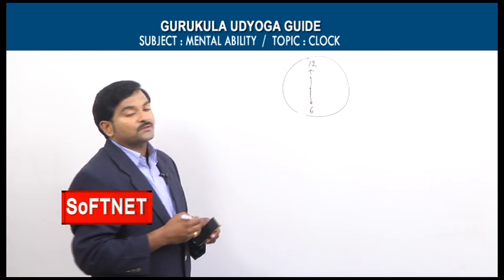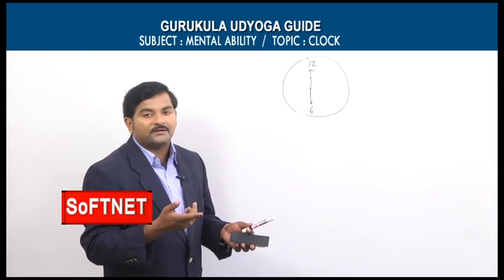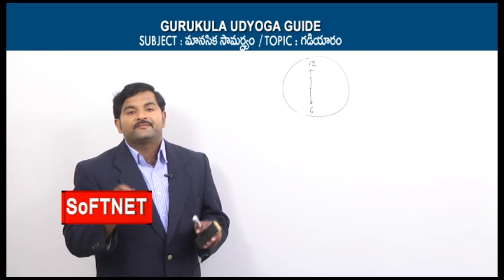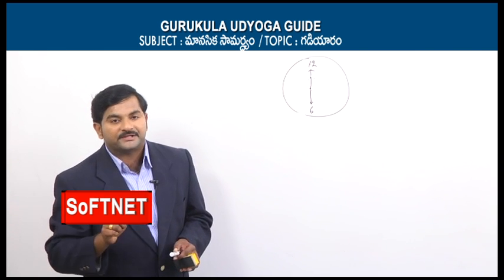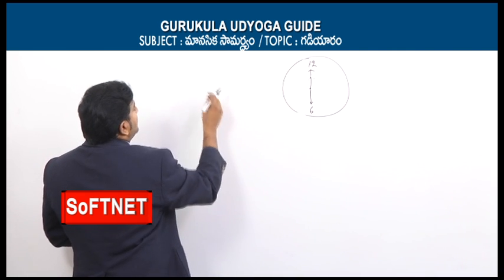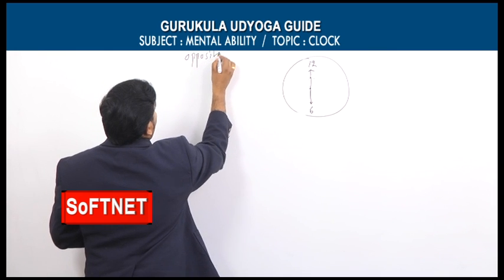If you talk about 6 o'clock, the minute hand is at 12 and the hour hand is at 6. So you can say these two hands are on the same straight line but in opposite directions. So that is the important concept. Now again, in this opposite concept, we have the following 3 conditions.